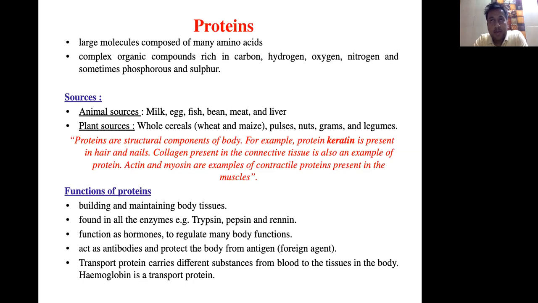Again, there are transport proteins like the retinol-binding protein for transporting vitamin A. There are transport proteins for transporting thyroid hormone, thyroxine. There are transport proteins for transporting iron to various tissues. So there are many proteins which act as a carrier or transporter to transport important and vital substances to the body and from the body.